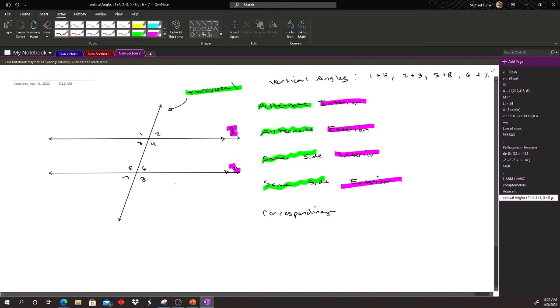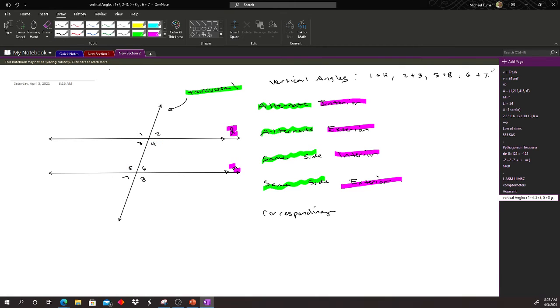Either A, they're going to be congruent, or B, they're going to be supplementary, which means they add up to 180. So starting with the first example, alternate interior. This could be angles 3 and 6. They are inside but on opposite sides of the transversal. Or you could have angles 4 and 5. Inside but opposite the transversal.